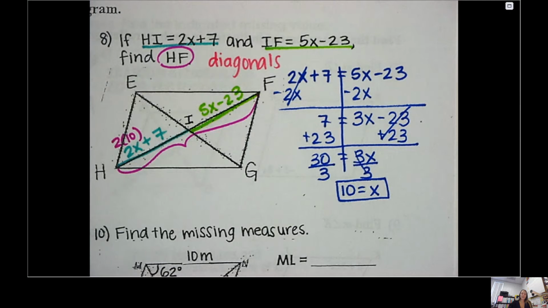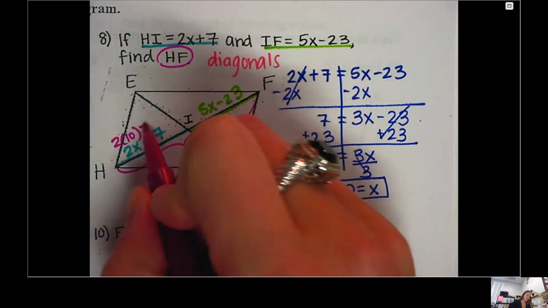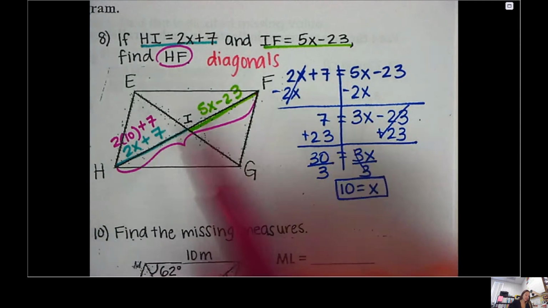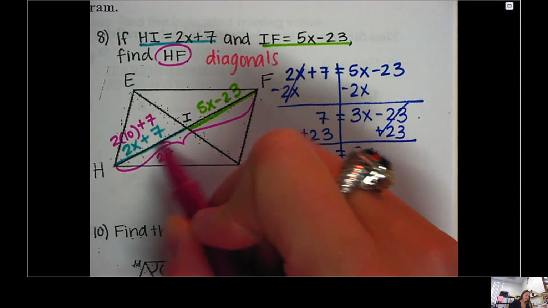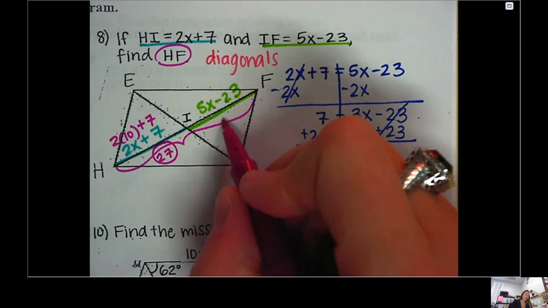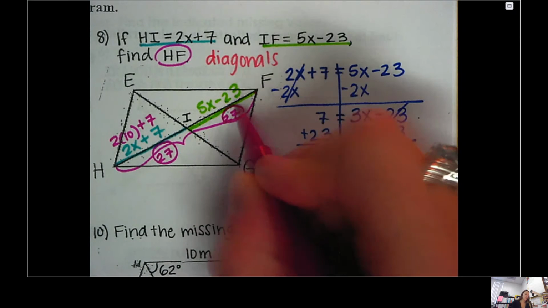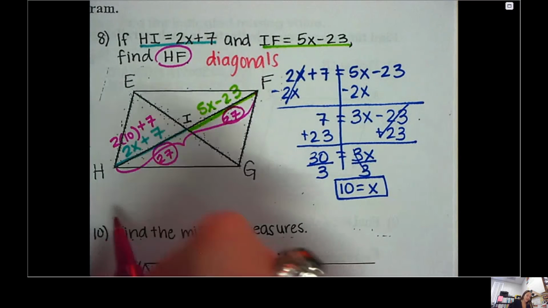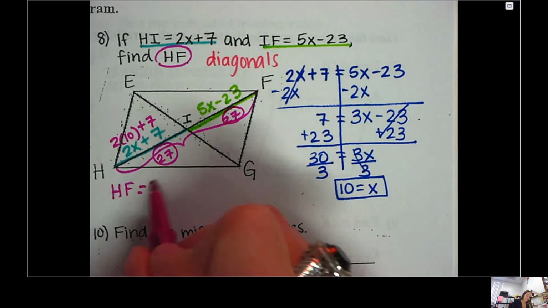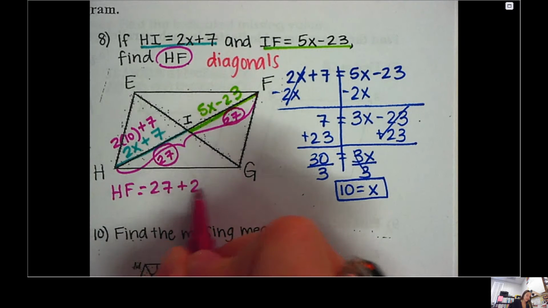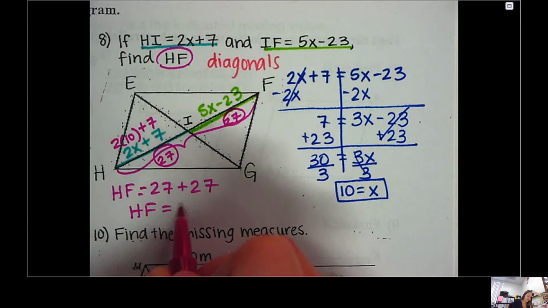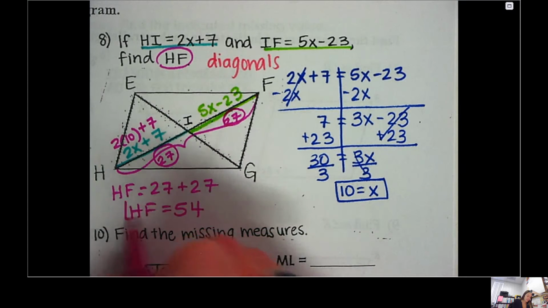2 times 10 is 20 plus 7 is 27. So HI is 27. What does that mean IF is without doing any other math? It's also 27. So to figure out the full length of HF, I just add the two together. And what's 27 plus 27? 54. So my answer for HF is 54.